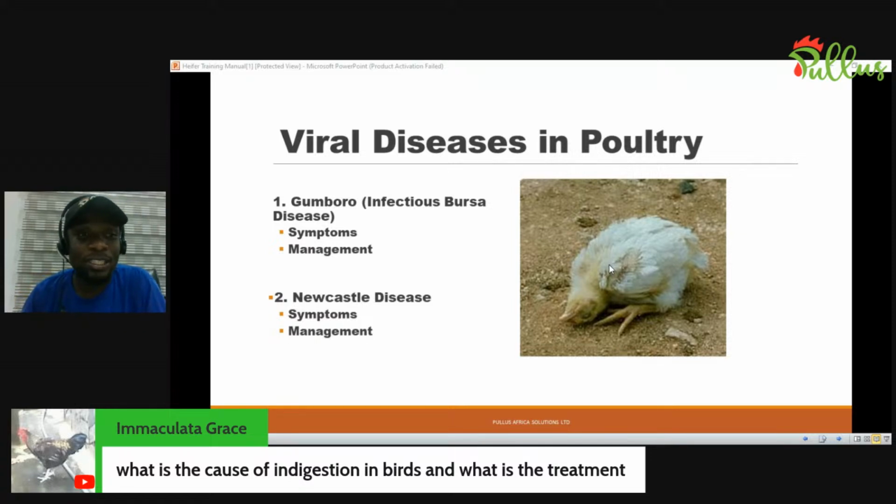Another cause of indigestion is when you are having a disease problem. For example, diseases that affect the digestive tract: coccidiosis, Newcastle, enteritis as well, because these diseases affect the entire GIT. When the GIT is affected, the digestive process is disturbed, and the feed that they are eating will not be digested in the right way. So they will be experiencing this indigestion.